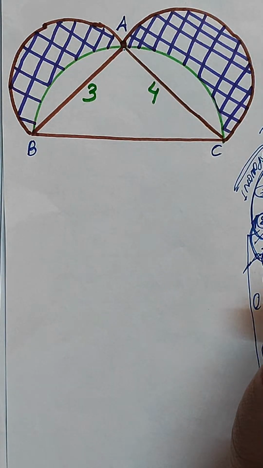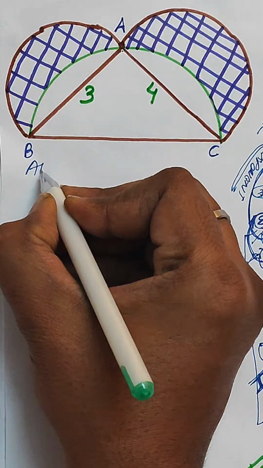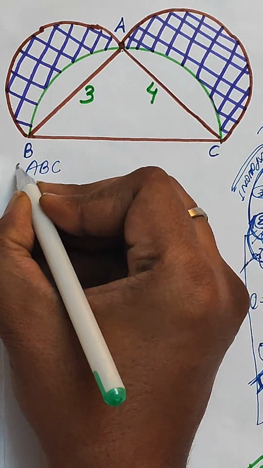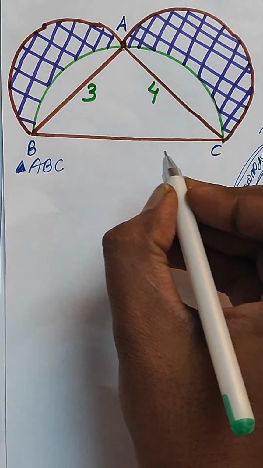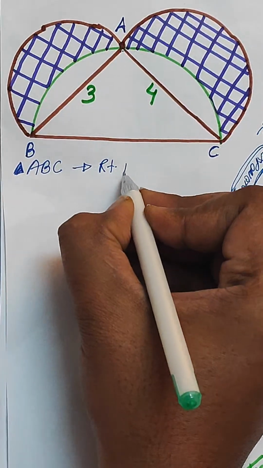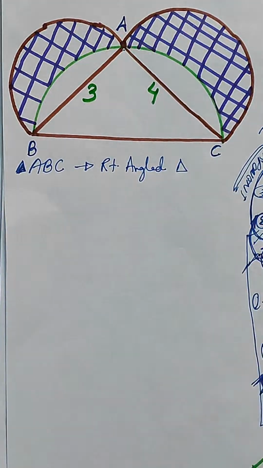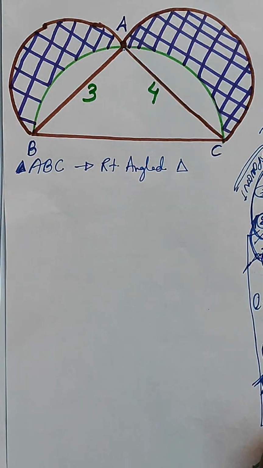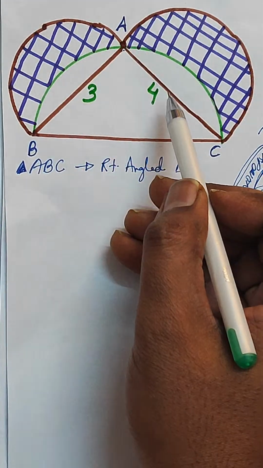So here, as per the question, it's given that triangle ABC is a right angle triangle, right? Then definitely just recall all the things which come into your mind for a right angle triangle. For a right angle triangle, we are applying the Pythagoras.